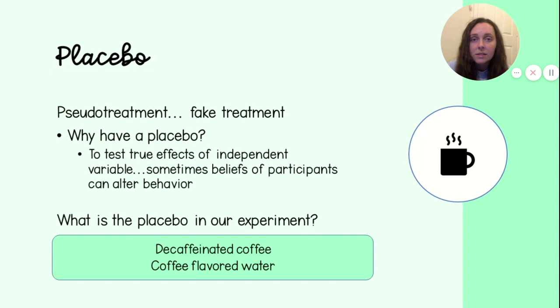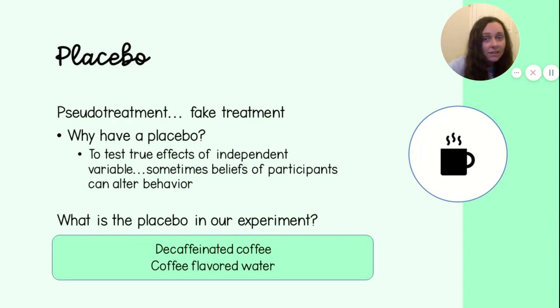So an example of this would be, say you have a really bad headache and I give you what you think is Advil, but it's really just a sugar pill. Then you take it, and then 15, 20, 30 minutes later, you're like, oh, my head feels so much better.